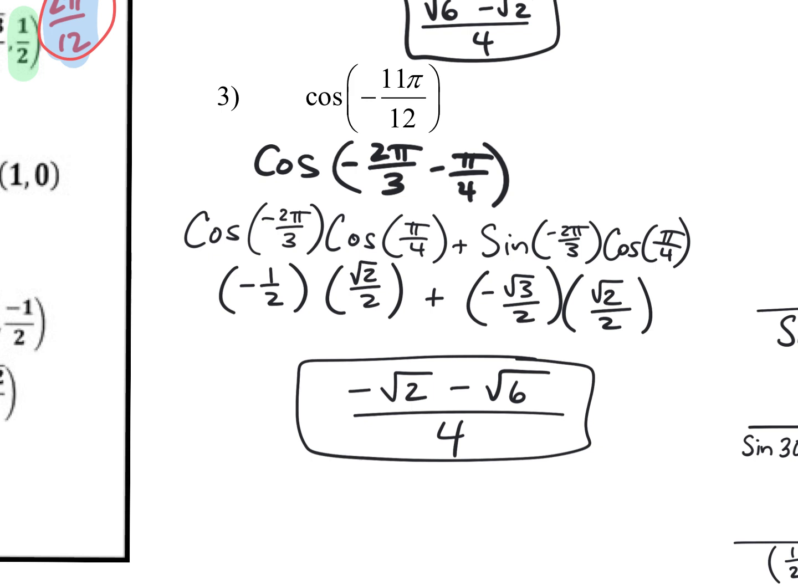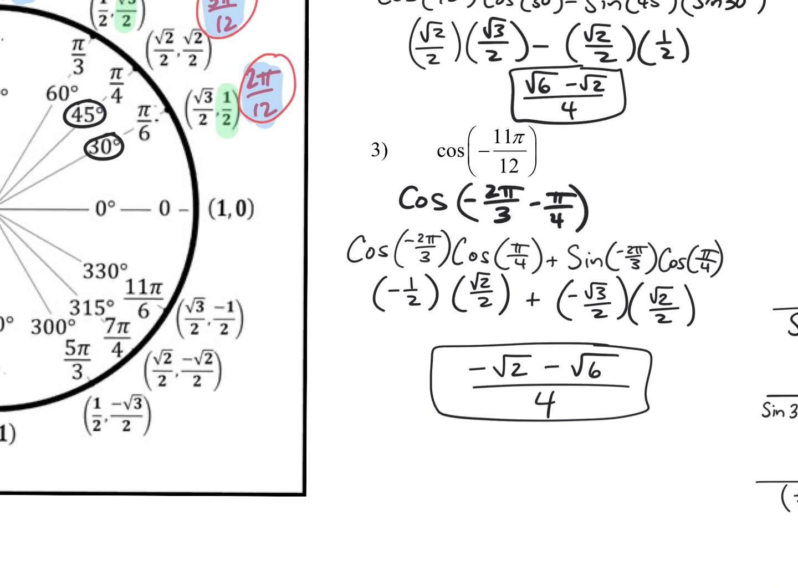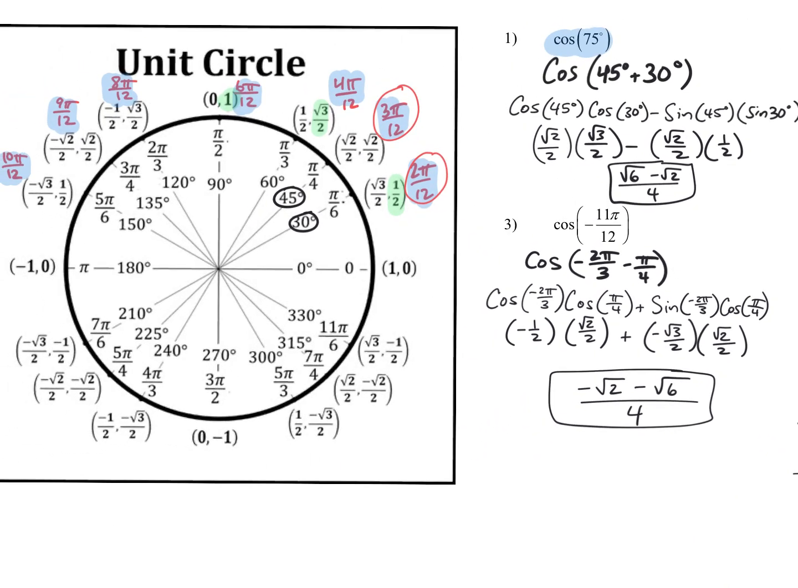So for cosine of negative 11 pi over 12, again, I went to my unit circle using those common denominators of 12 just to try to make sense of this negative 11 pi over 12. I decided that negative 2 pi over 3, which would get me negative 8 pi over 12, and then from that, I'm subtracting pi over 4. That gets me my negative 11.